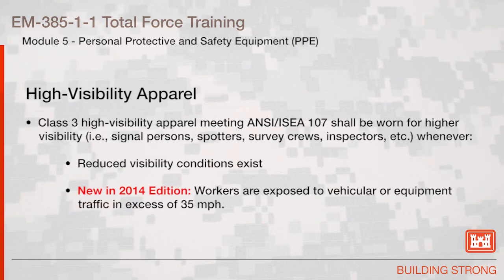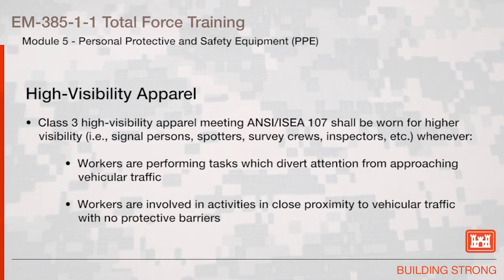Class 3 high visibility apparel meeting ANSI ISEA 107 shall be worn for higher visibility by individuals such as signal persons, spotters, survey crews, and inspectors, whenever reduced visibility conditions exist. New in the 2014 edition: workers are exposed to vehicular or equipment traffic in excess of 35 miles per hour. Workers are performing tasks which divert attention from approaching vehicular traffic. Workers are involved in activities in close proximity to vehicular traffic with no protective barriers.